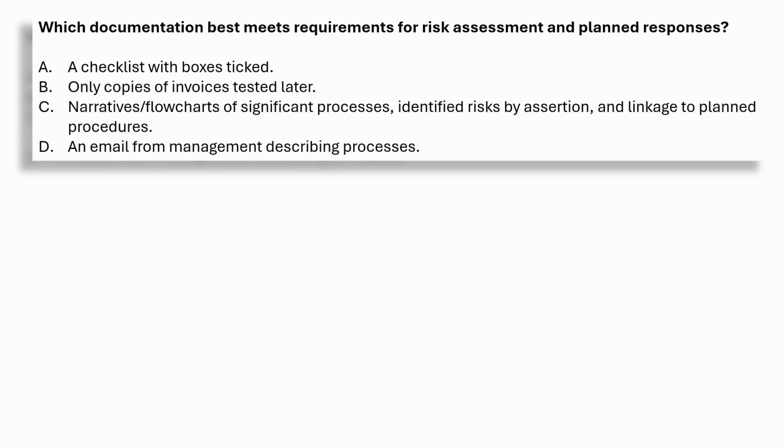This ties directly to what the standards want. Risk assessment procedures, plus identified risks of material misstatement, plus the planned responses. It's risk-based auditing in action. Option D, an email from management describing processes. Sounds convenient, but it's management's view, not mine. The standards say the auditor has to document their own understanding, not just copy-paste management's email. At best, this is supporting info. It doesn't meet the requirement by itself.